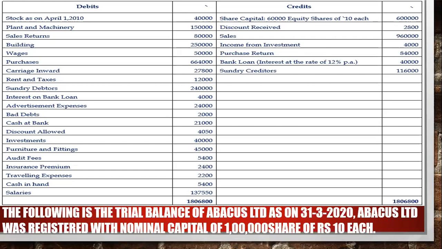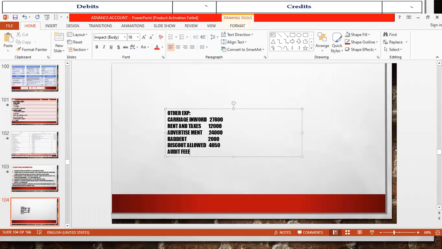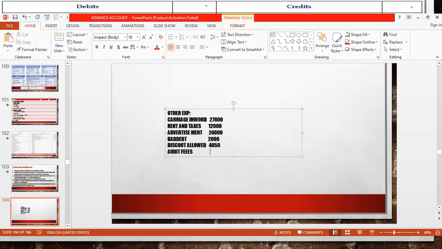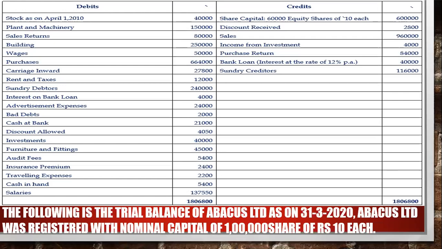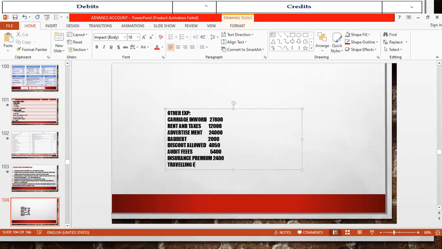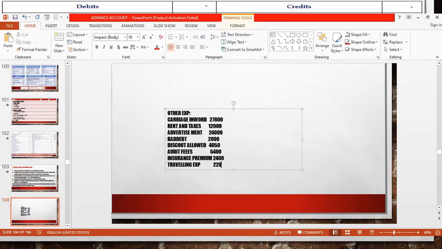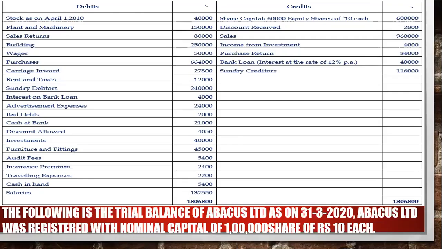After that, audit fees. So you have to write here audit fees. How much audit fees are there? 5,400. And next is insurance premium. It will come over here only. Insurance premium. How much insurance premium is there? 2,400. Clear this one? Next is traveling expenses. 2,200. Okay, 2,200. Done with this.